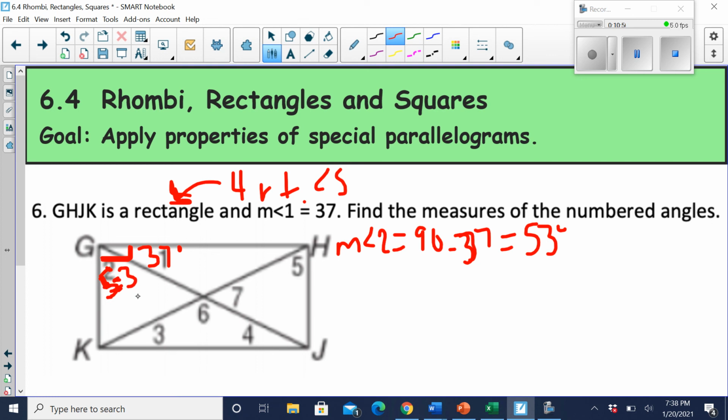I could fill in angle 4 because these two angles are alternate interiors, and alternate interiors have to be congruent. So we're going to fill in angle 4 as 37 degrees.